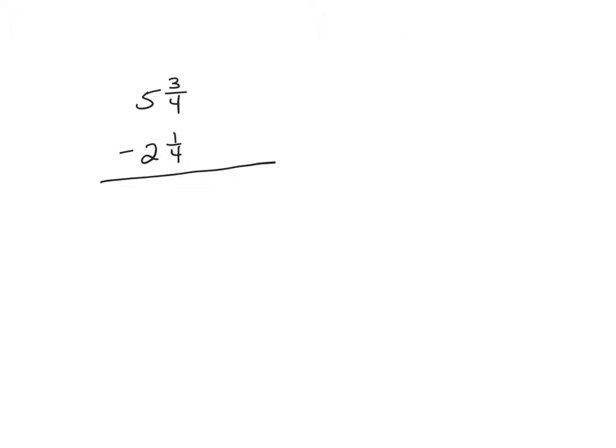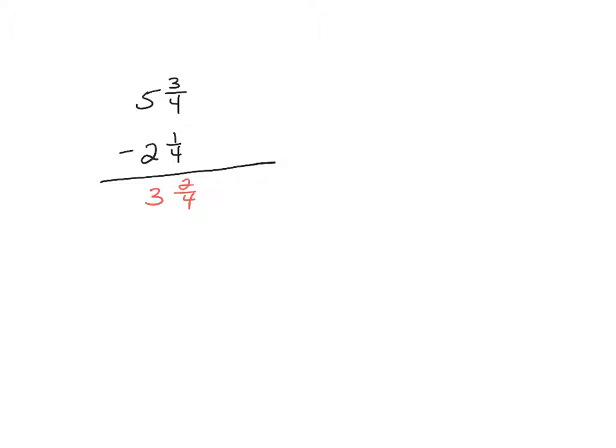Let's talk about subtracting mixed numbers. 5 3/4 minus 2 1/4. Once again, I'm going to do the same thing. I'm going to first of all subtract my fractions. 3/4 minus 1/4 is equal to 2/4. 5 minus 2 gives me 3, so I get an answer of 3 2/4.